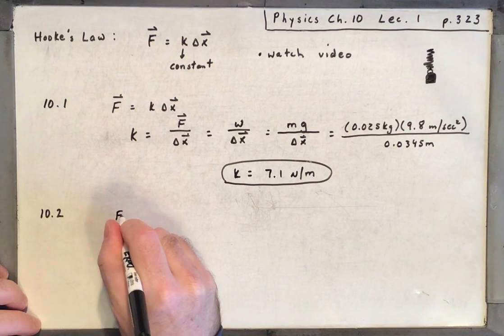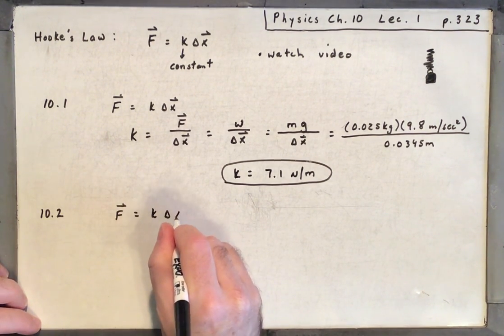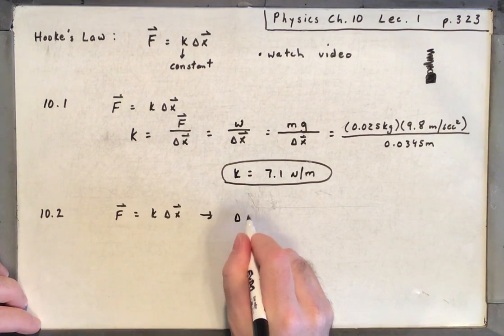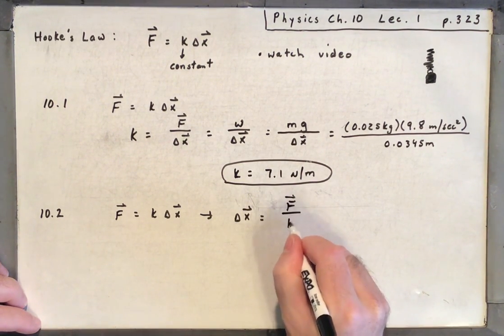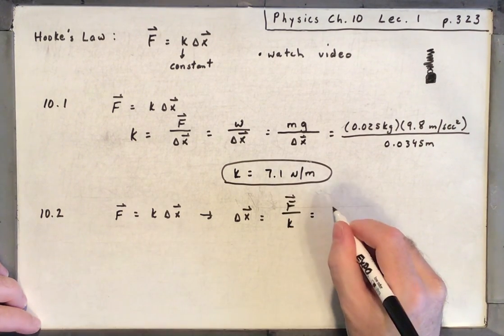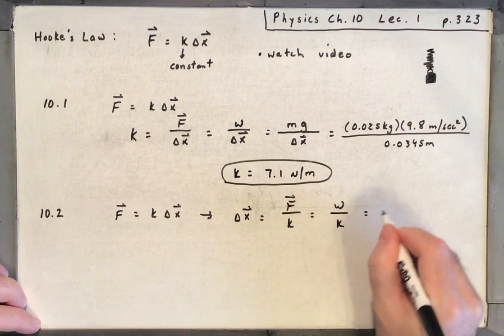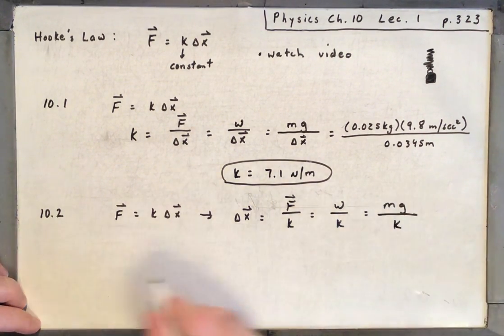So once again, we start out with Hooke's law. F is equal to K delta X. So rearranging algebraically, delta X is going to be the force divided by the spring constant. The force, again, is just the weight. And so that is mass times gravity divided by the spring constant.